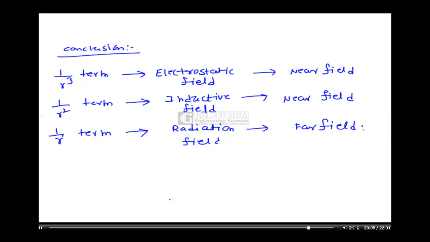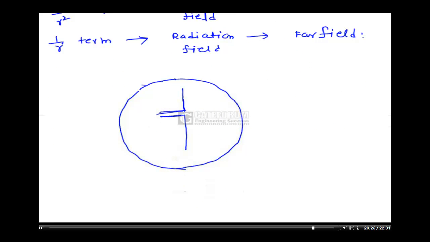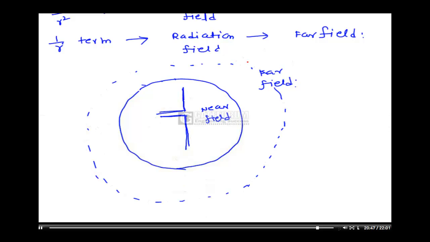If you consider this is the antenna, a dipole antenna, I am considering a region like this, which is the near field. This is the antenna, and this is the near field. Here I am considering somewhere else, this is the far field.